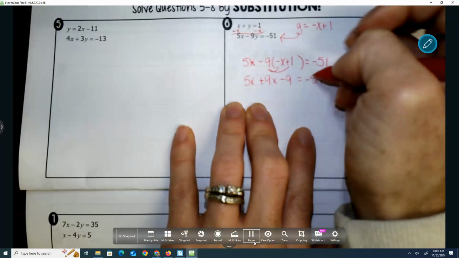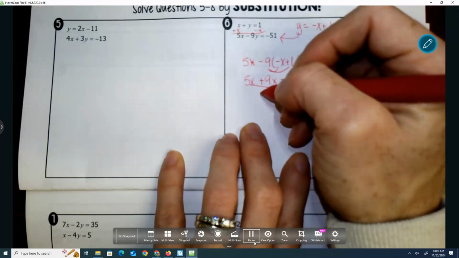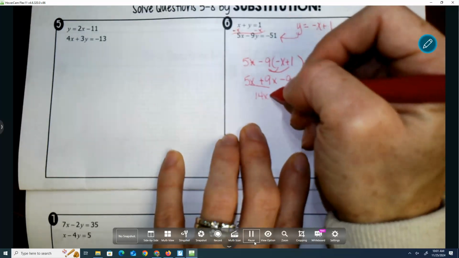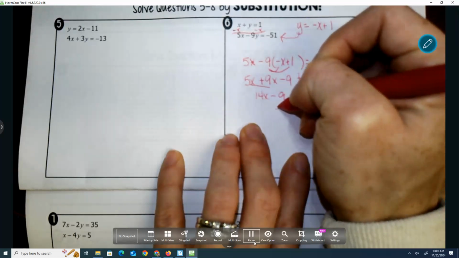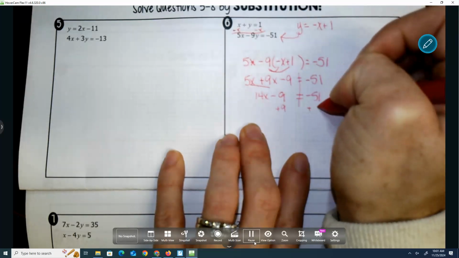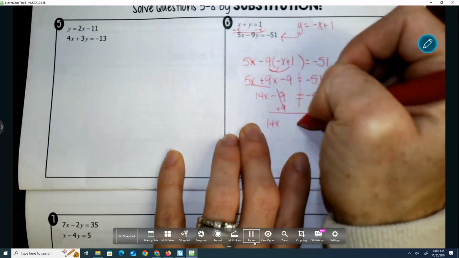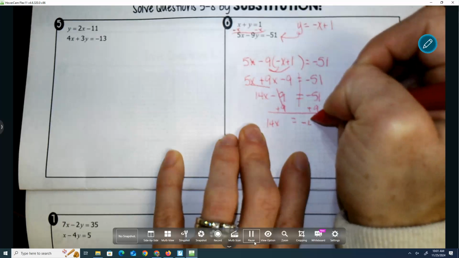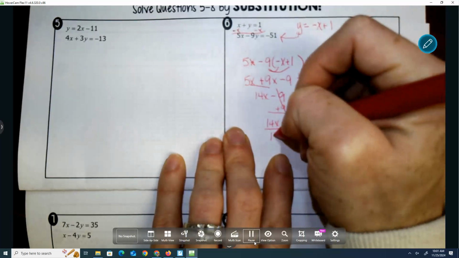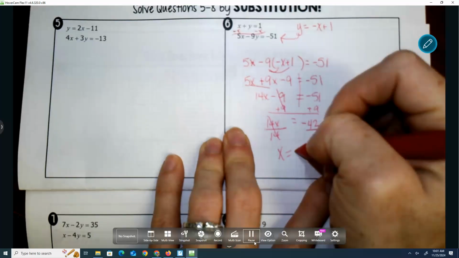Combine like terms. If you need to, draw a line. These are on the same side, so we just add. 5 plus 9 is 14x. So we add the 9. Those cancel, so we have 14x equals negative 42. Divide by 14 and x is negative 3.